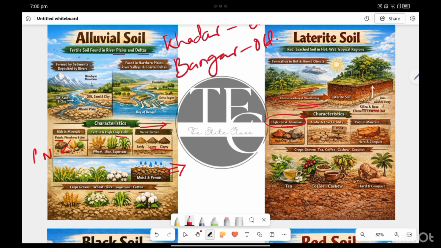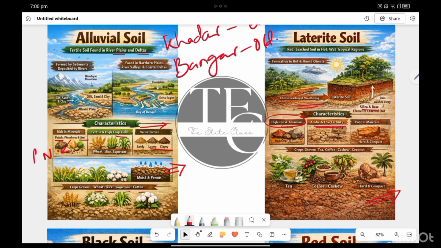Fine. So these soils are poor in organic matter, nitrogen, phosphate, and calcium. So that's why we will say they are more acidic and have low fertility. Now, the types of crops well suited for this type of soil are tea, coffee, cashew, coconut. So these are the types of crops we can grow in laterite type of soil.